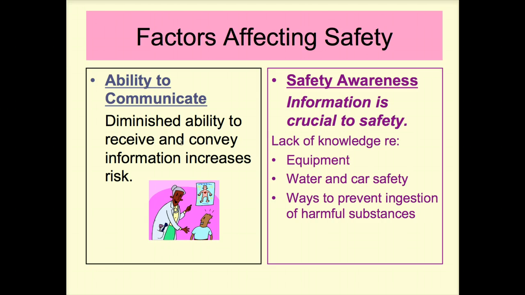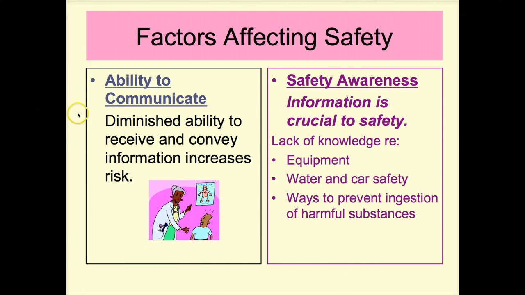Factors affecting safety affect the ability to communicate. A patient who has impaired hearing, the patient who has impaired speech, the patient who has impaired vision. This impairs the ability to communicate and then can be a safety risk. Safety awareness information is crucial to safety. So a lack of knowledge on how to utilize equipment, how to maintain their home, not to ingest poisonous substances, again, are factors affecting safety.